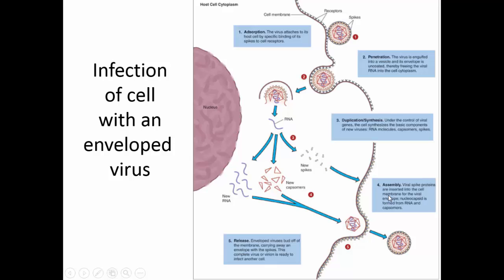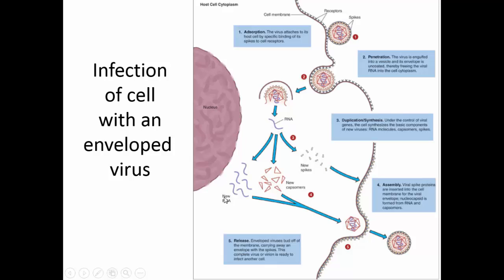If we look at the infection of a cell with an enveloped virus, here are the protein spikes attached to the receptors on the cell so that the virus is taken in. This would be by endocytosis. The vesicular membrane degenerates, the membrane around the virus degenerates, and the capsid somehow degenerates, releasing in this case RNA into the cytoplasm of the cell.